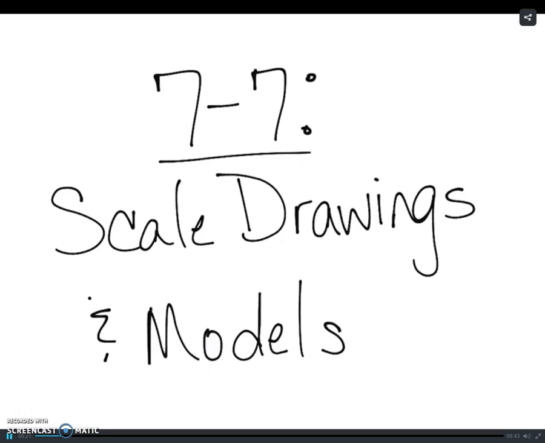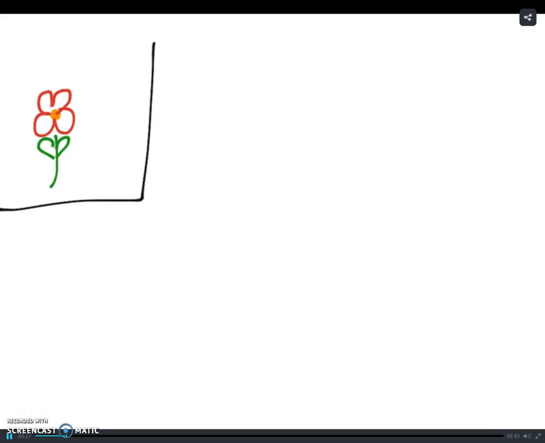All right. Realistically, this is very similar to what we did in 7-6. We have an object. We go outside and we have this flower, and we measure the flower, and its actual height is 6 inches tall. And I want to make a scale drawing of this flower. So I get out my pencil and my paper, or in this case, my handy-dandy iPad, and I decide that I want to sketch this flower, and I want it to be double the size on my paper.